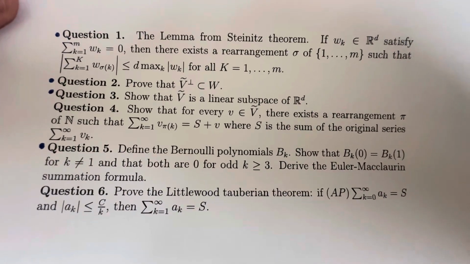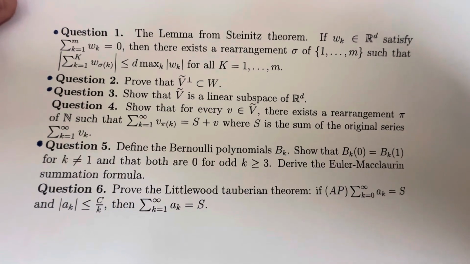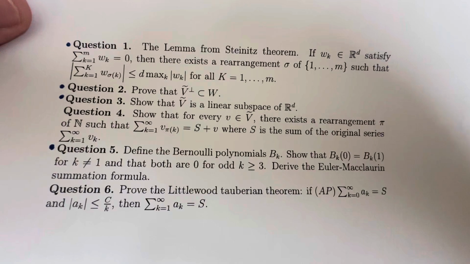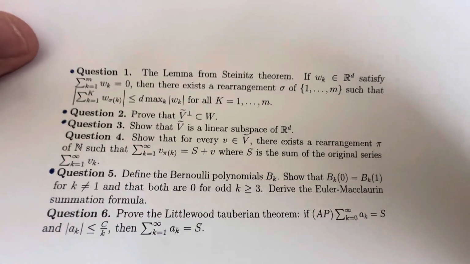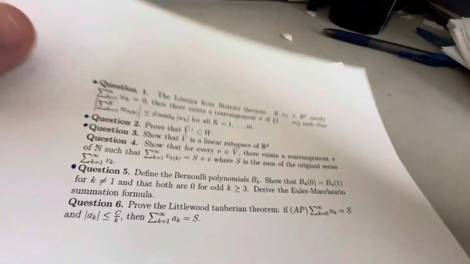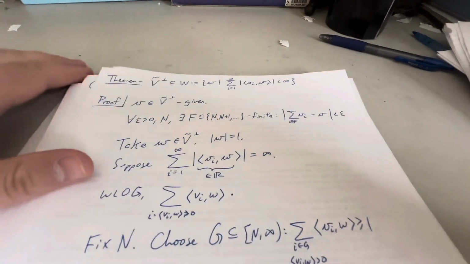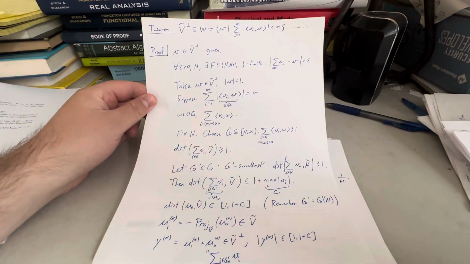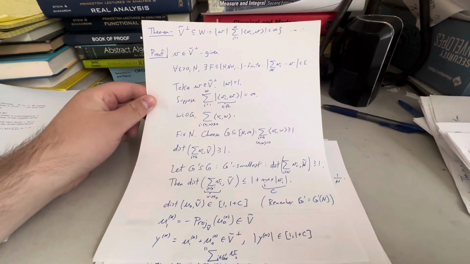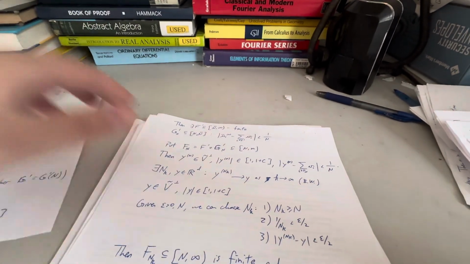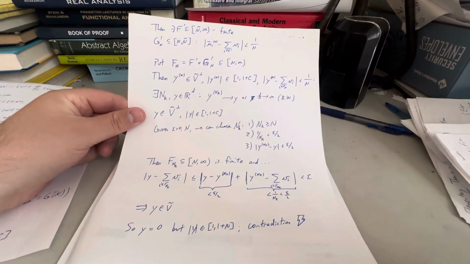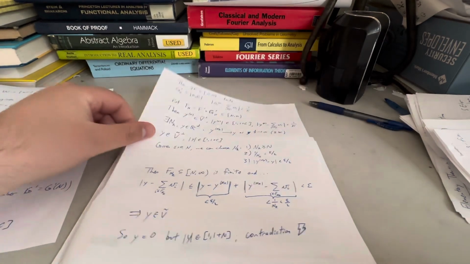V tilde is a linear subspace. Question 5 is the one of these 6 that I'm most comfortable with. But of Steinitz, I like the third one the most. V tilde is a linear subspace. I'm not going to go through all this, but I will hold it up here and you can pause and read it if you're interested. Obviously, you need to know what the notation says, but this was a proof of it given in class.